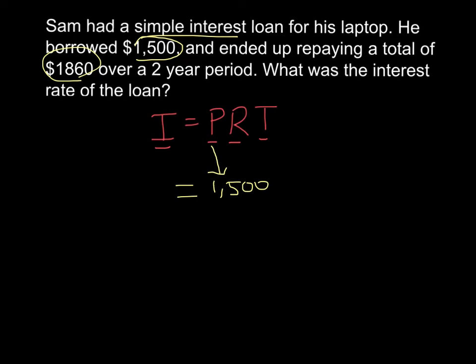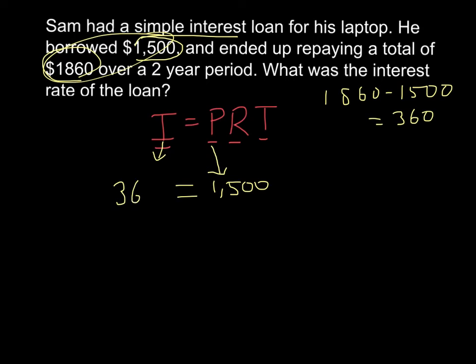So if he paid $1,860 in total, if we took away the principal amount of $1,500, we would find that the interest on his loan is $360. So in this case, we can put that into the interest part of the formula. So $360 is equal to $1,500 so far, times by the time. We're looking for the interest rate. What was the interest rate? So in this case, we don't have a rate, so that can stay as R.